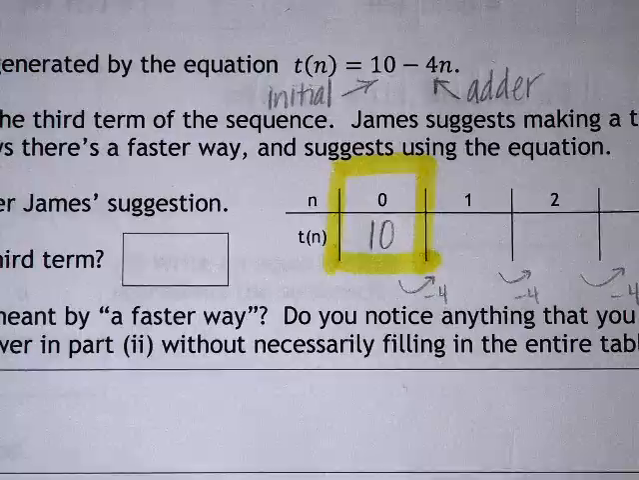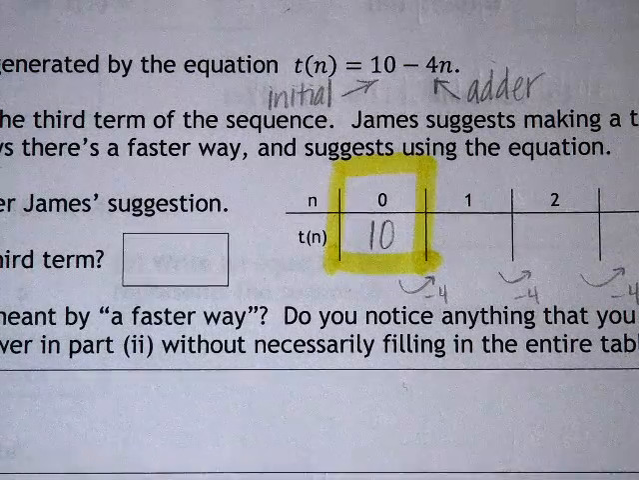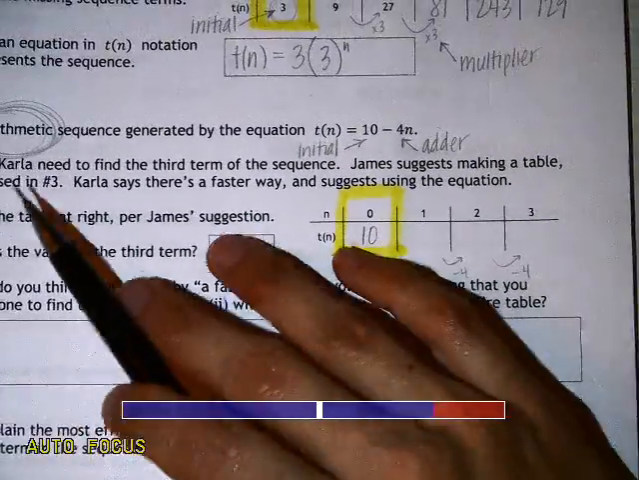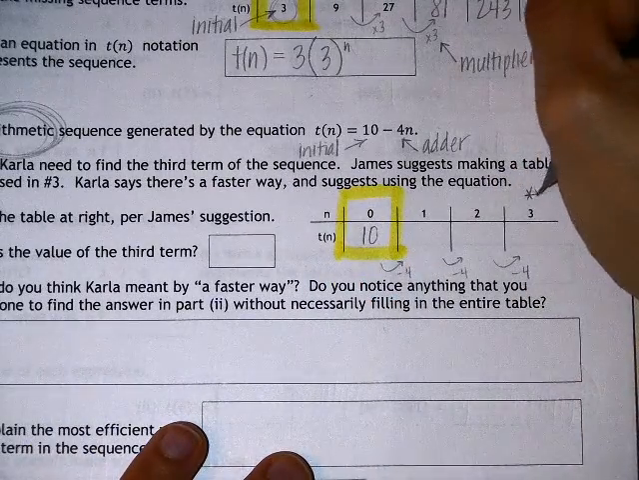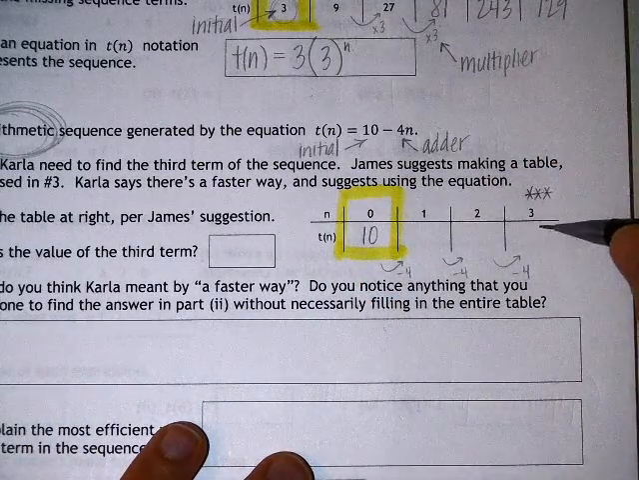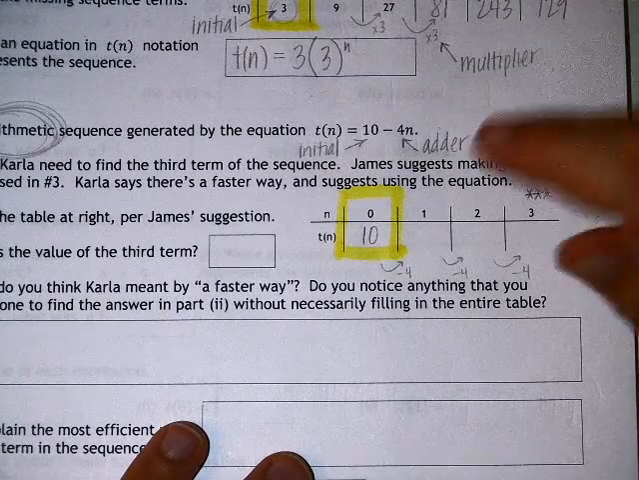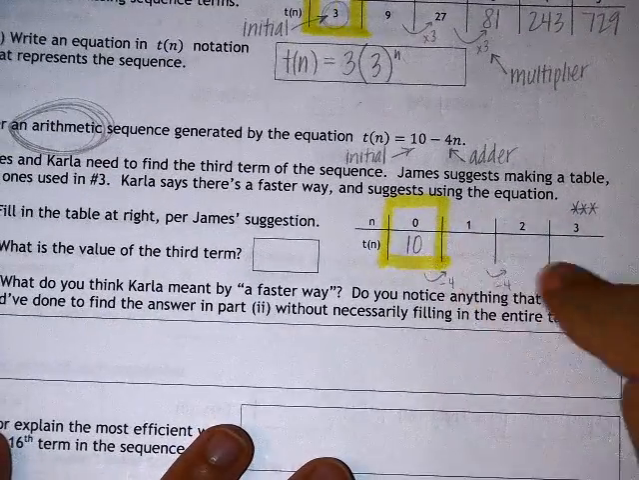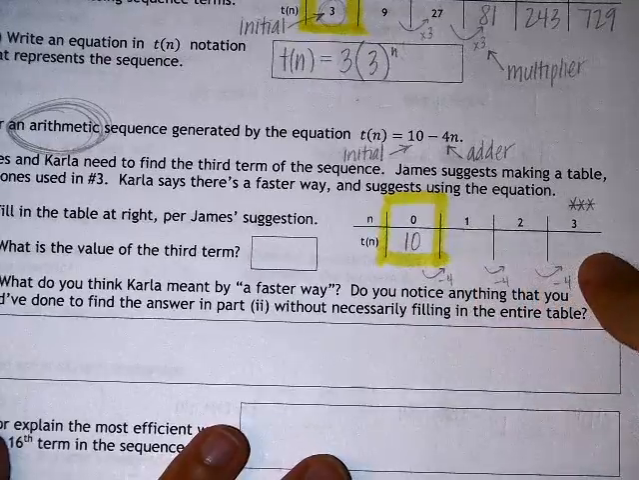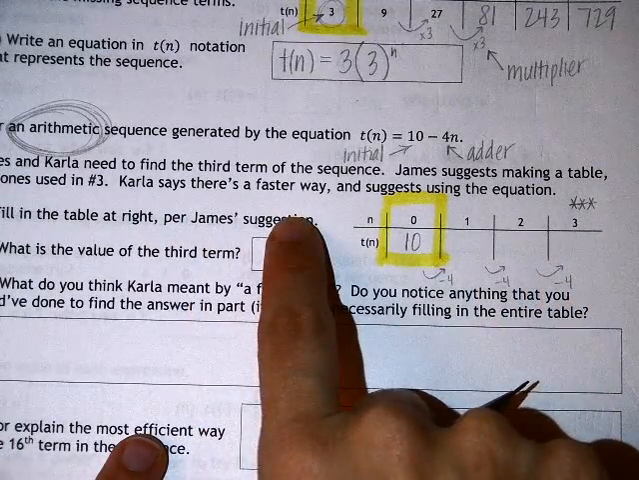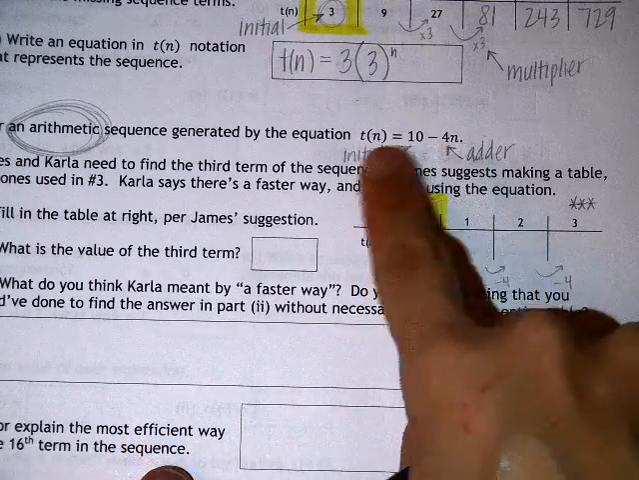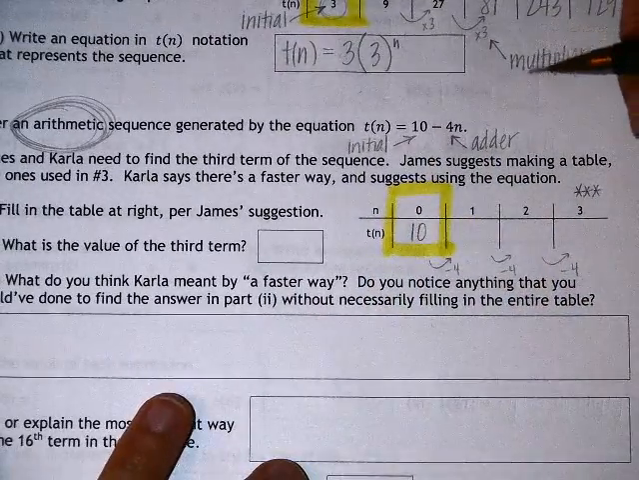So let's think about it, and let's see if we can parse this question. It says in letter A, James and Carla are trying to find the third term in the sequence. So they're trying to go for this one here. I'll put a couple little stars to show that's what they're trying to do. James's suggestion is to fill in this table, and it looks like we have enough information to do what James wants. Carla says there's a faster way, and she suggests using the equation. So let's look at each person's approach individually.